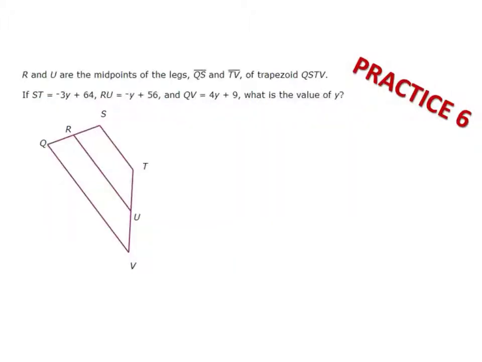And your final practice problem. Again, you are given all three, the two bases and the midsegment. RU is your midsegment. Be sure to multiply both of those by 2. Add the two bases together. Set them equal to each other. And solve for y.